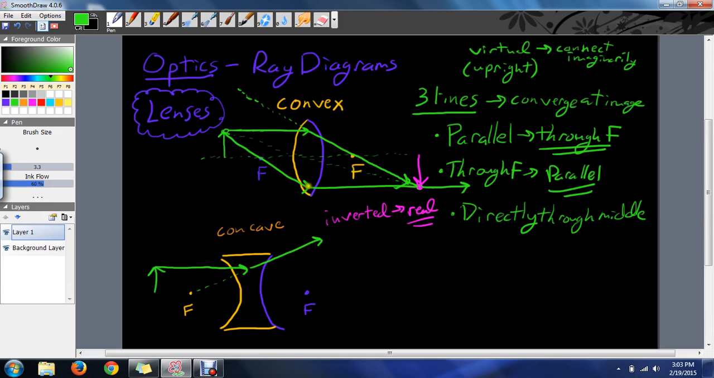Notice I did the same here. You can simplify the ray diagram. You don't have to do the individual refraction rays like you're doing in homework. Though I do want you to do it for the homework just to prove that it does indeed diverge.